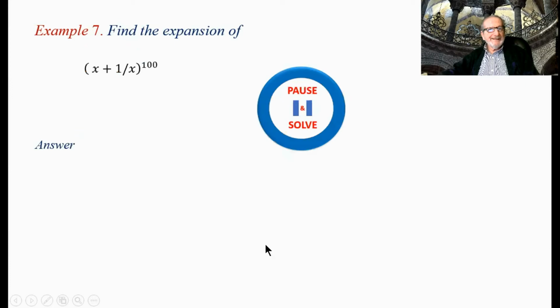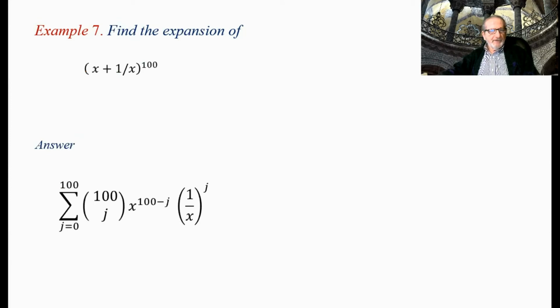On your own, find the expansion of x plus y over x to the power 100. Pause, solve, and come back, please. So now, using the binomial theorem, it would be sigma or summation from j equals 0 to 100, combination 100, j, this term x to the power 100 minus j. This one is y now, 1 over x to the power j. And then you can combine these two together, multiply this term by this term here, and you will get x to the power 100 minus 2j.